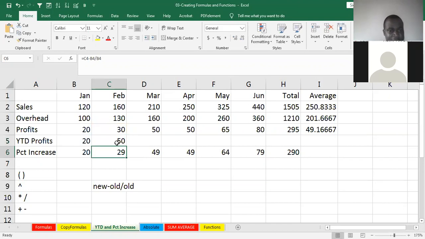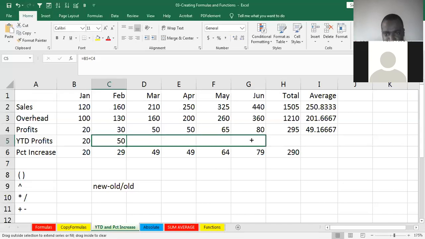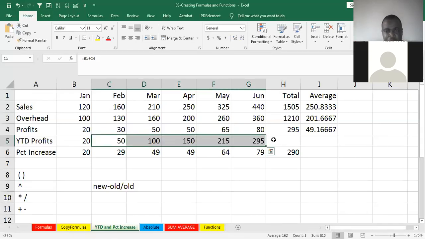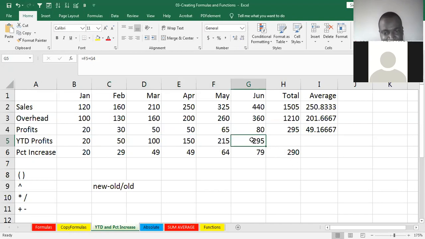Are you getting it now? You can now drag it. If you drag it like this and bring it to June, did you now see that your total amount in June is 295? Yes. And did you also see that the total profit is 295? Okay, yes. You understand? So when you look at this now, this tells you that your calculation is correct. That the year-to-date profits as at June, which is last month, comes to the same total.